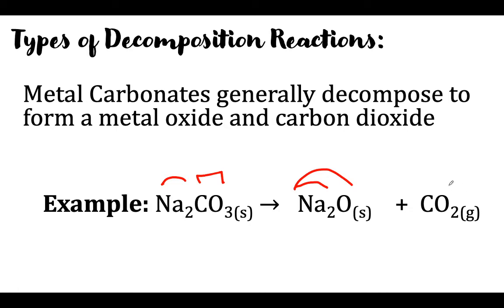So carbon dioxide is always going to be one of the products if you've got a metal carbonate decomposing. The second product is going to be whatever the metal is that you started off with, linked to an oxygen. So sodium and oxygen, when it reacts together, you get Na2O.